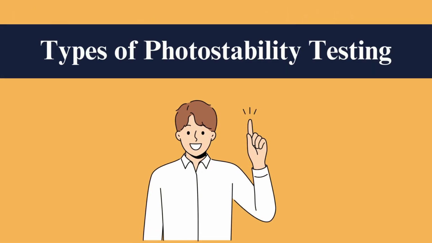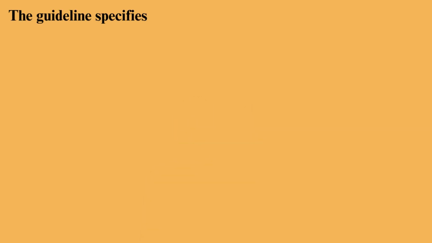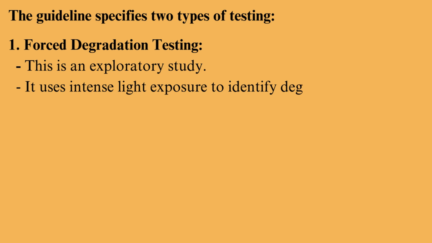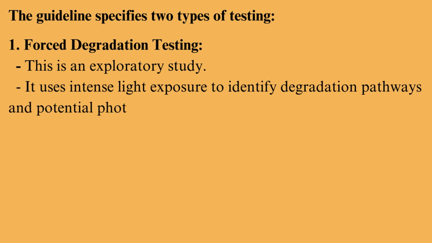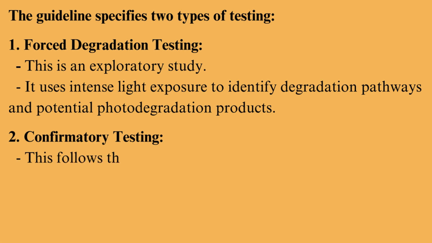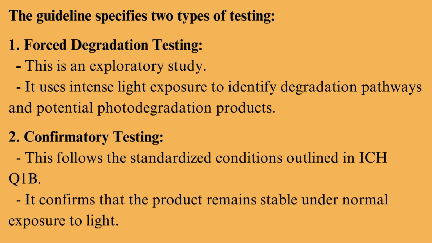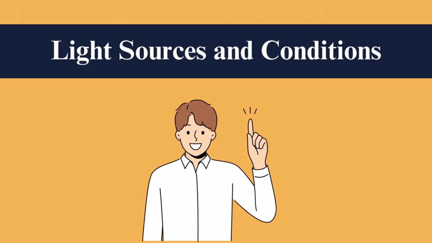Types of photostability testing. The guideline specifies two types of testing. Forced degradation testing. This is an exploratory study. It uses intense light exposure to identify degradation pathways and potential photodegradation products. Confirmatory testing. This follows the standardized conditions outlined in ICH Q1B. It confirms that the product remains stable under normal exposure to light sources and conditions.